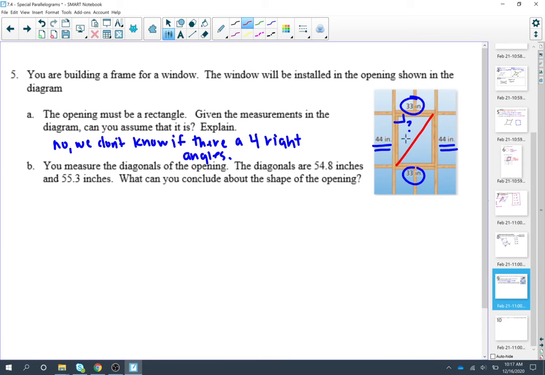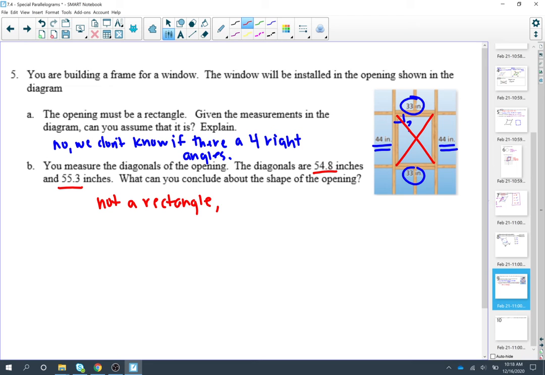So from here to here and there to there. The diagonals are 54.8 inches and 55.3 inches. What can you conclude about the shape of the opening? Well, if I have 54.8 and I have 55.3, I can now conclude this is not a rectangle, because if it were a rectangle, the diagonals have to be exactly the same. So this guy is just a teeny bit slanted.